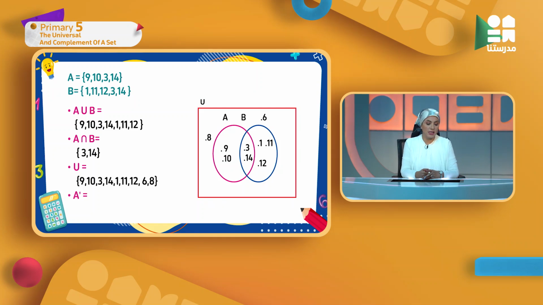If you notice here, the universal set is equal to the A union B plus the elements which are flying outside. So the universal set is equal to A union B plus the other elements which are flying outside. Okay, now I want the A complement.